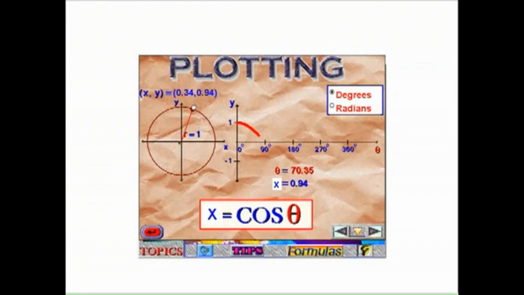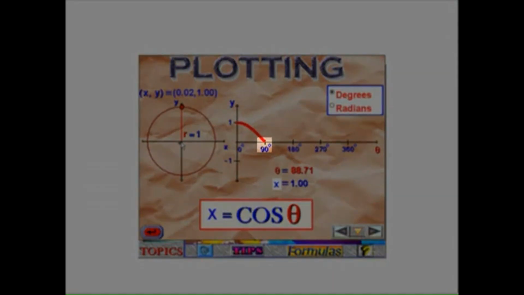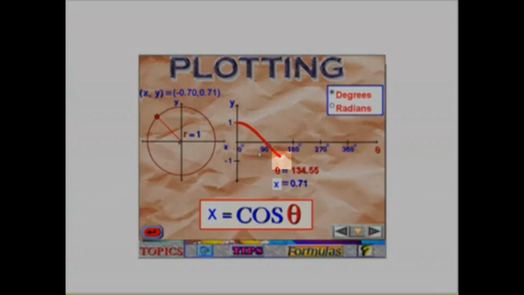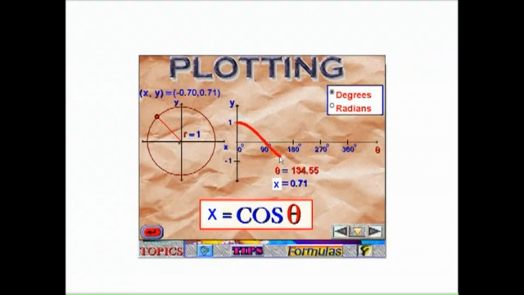What happens when I go to 90 degrees? At 90 degrees, my x value is 0. So the cosine function crosses the x-axis at 90 degrees. Here I am at 45 degrees. Well, no, not 45 degrees. It's really 135 degrees, an angle with a reference angle of 45 degrees. But remember, in quadrant 2, cosine is negative, and you can see this on the graph. We have at about 135 degrees a negative 7/10.